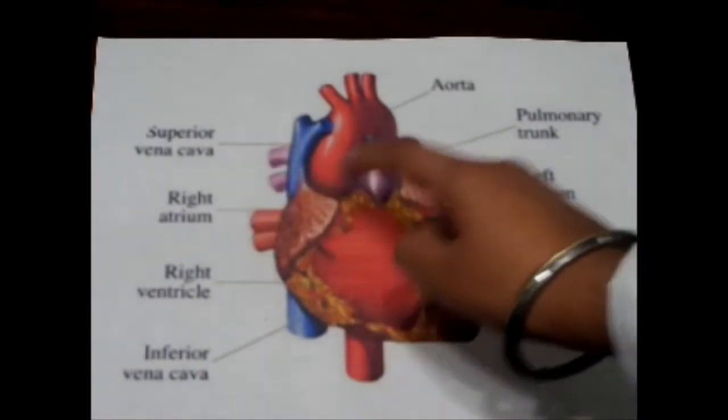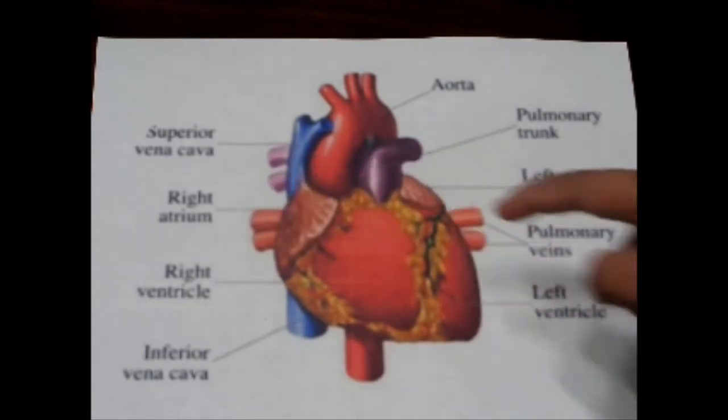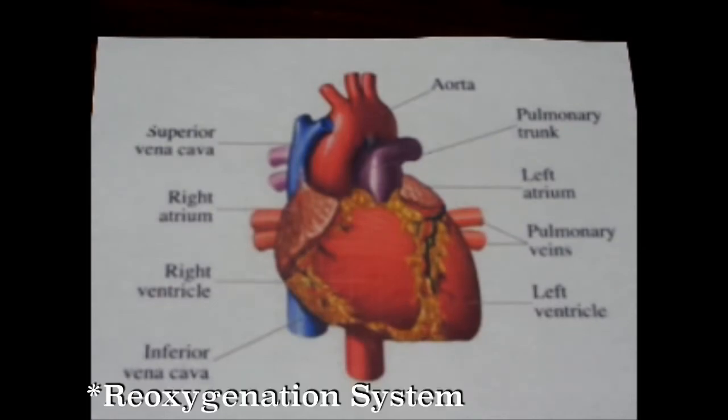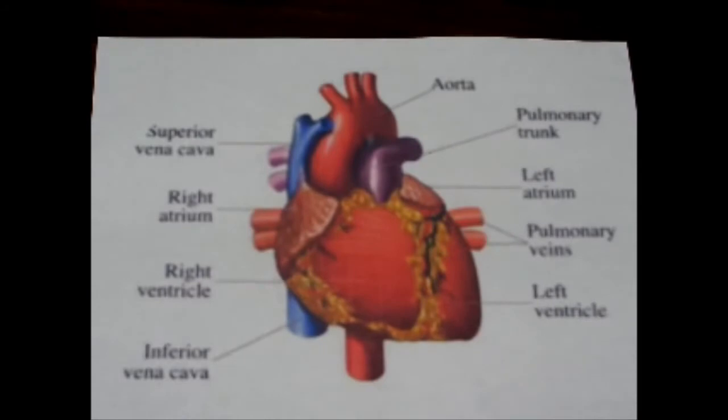When it goes from the right to the left, there's a valve that opens and then closes. That's the dub that you hear in your heart. If you put your ear up against somebody's heart, you can hear their heart going dub dub dub dub. Or if you use a stethoscope, that's what you would hear too. And that's the valves opening and closing.